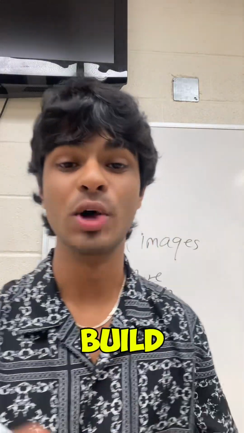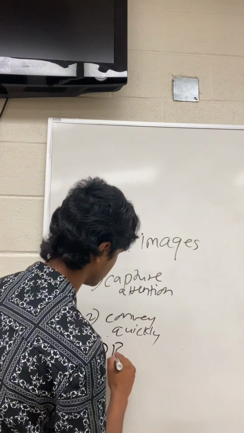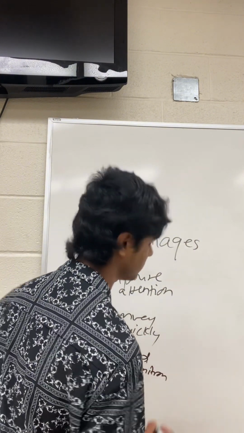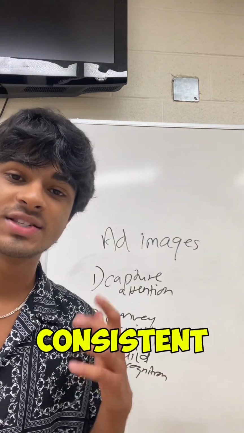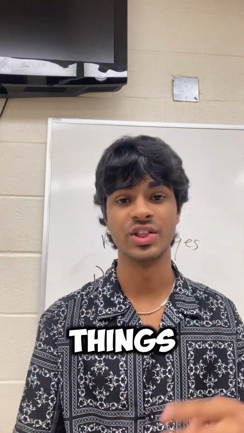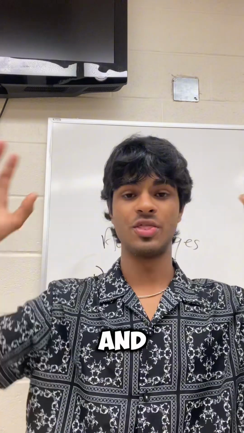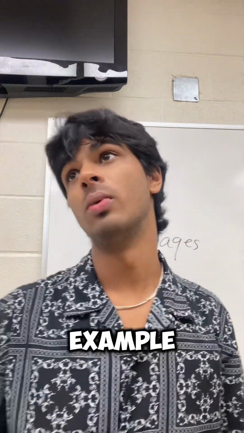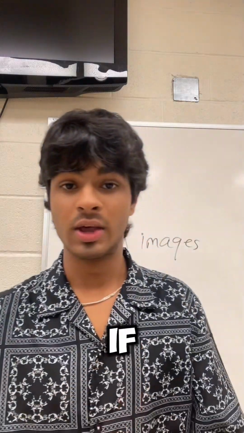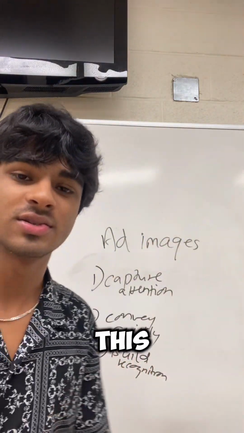Number three is build recognition. If you have consistent ad images, where you use consistent themes, color patterns, and things like that, people will associate those color patterns and themes to your brand. For example, Facebook always uses blue and white. YouTube always uses red and white. Google uses their 5 colors. So if you can crack the code on this, you'll be solid.